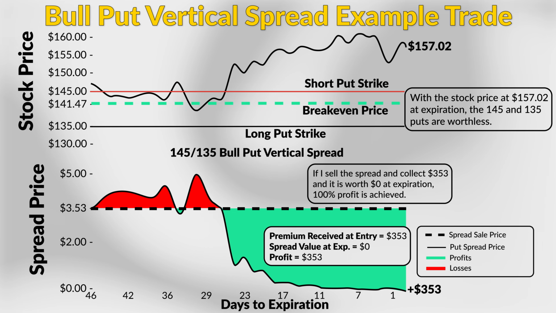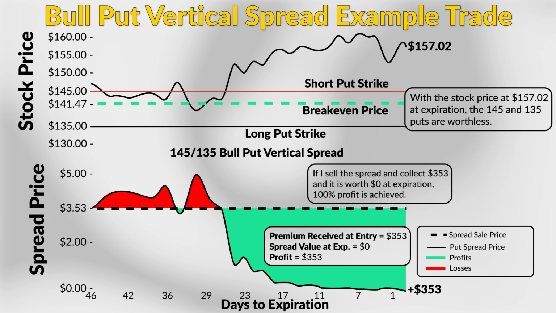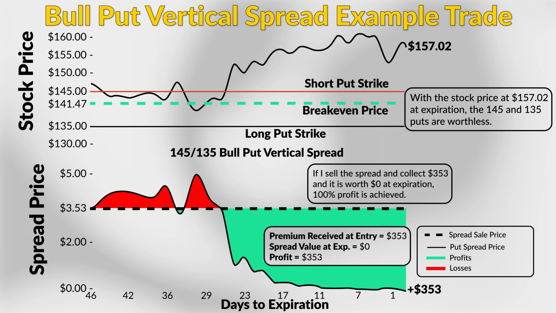But as we can see, the spread continued losing value and ended up with the maximum profit at expiration. Because with the stock price at $157.02 at expiration, the 145 put and the 135 put had no intrinsic value, and therefore the spread's value was $0.